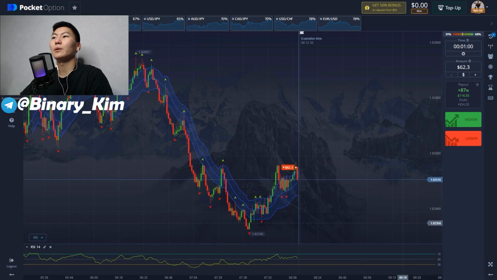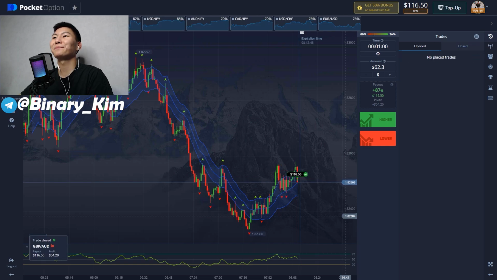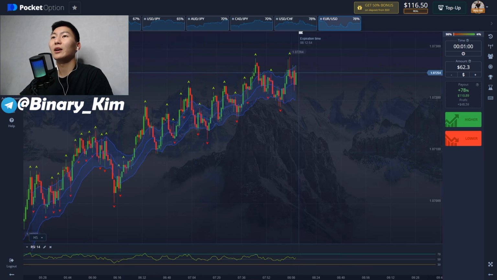And yep, we already see this huge breakdown. The red candle showed up perfectly calculated, guys. There were several seconds left before the closing, and there we go, guys. Another position had been closed in profits. We got $116 on the balance. Good job, guys. There is no stopping here. Let's continue the trading session.